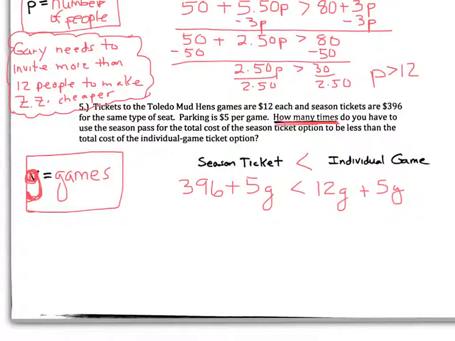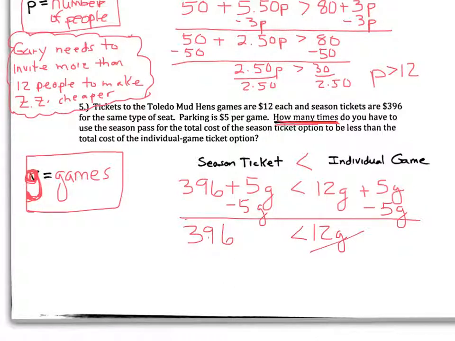Alright, here we go. Let's solve it. Let's subtract that 5G from both sides right away. So let's take care of the parking right away. That leaves me with 396 is less than 12G. Divide both sides by 12. And you get 33 is less than G. I do not like the G on the right side, so flip the entire inequality. Flip the symbol too. And you get G is greater than 33.